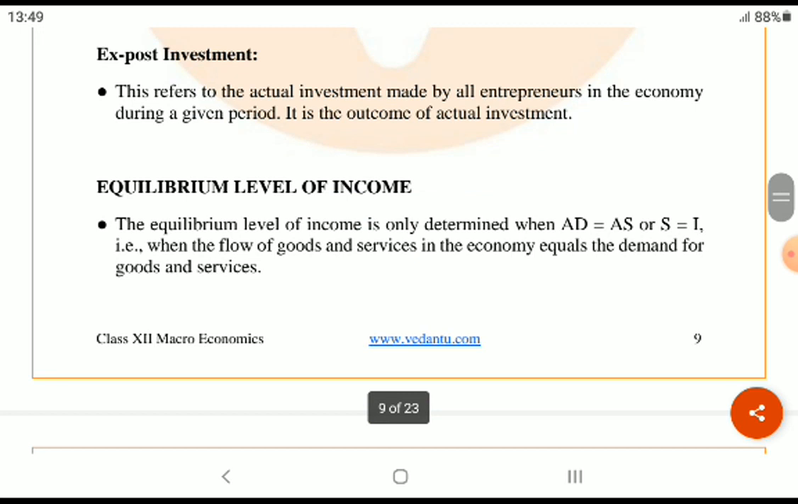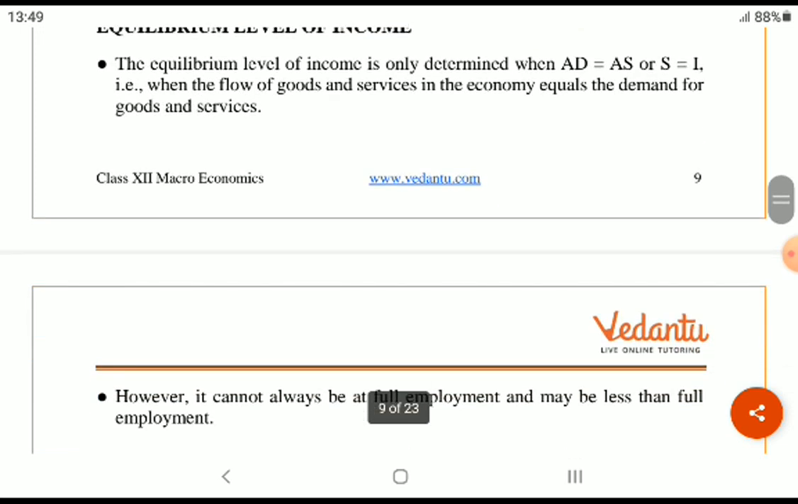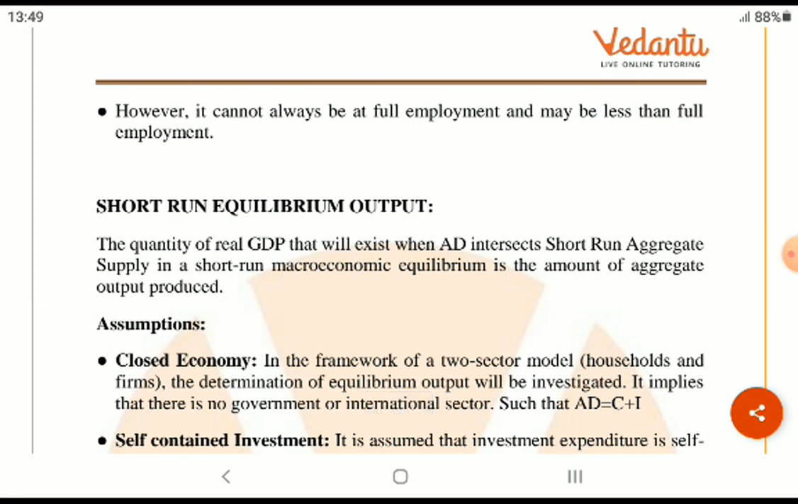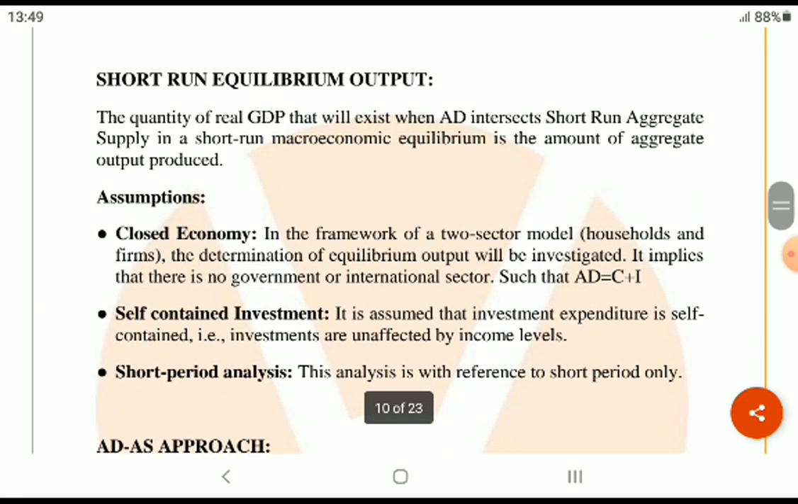Equilibrium level of income. The equilibrium level of income is only determined when AD is equal to AS or S is equal to I, when the flow of goods and services in the economy equals the demand for goods and services. However, it cannot be at full employment and may be less than full employment. Next is short-run output, the quantity of real GDP that will exist when aggregate demand intersects short-run aggregate supply in a short-run macroeconomic equilibrium. It is the amount of aggregate output produced.